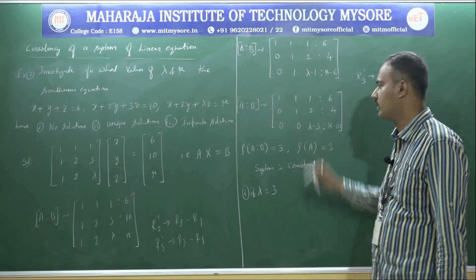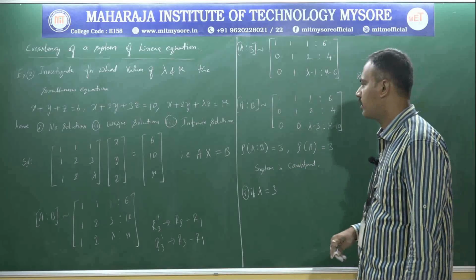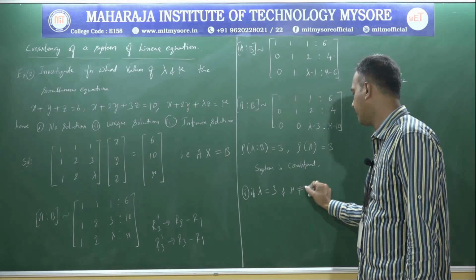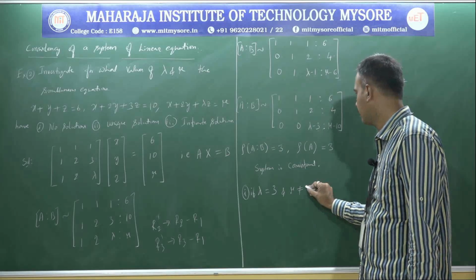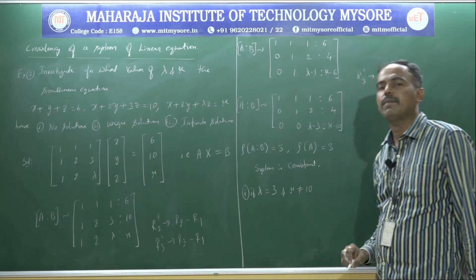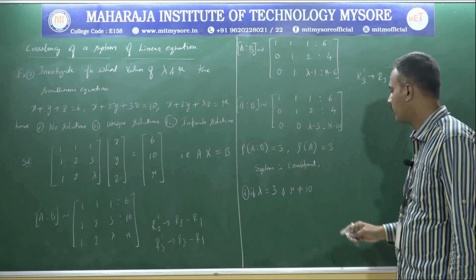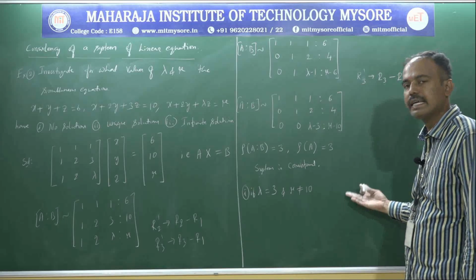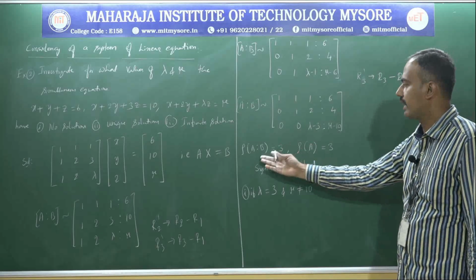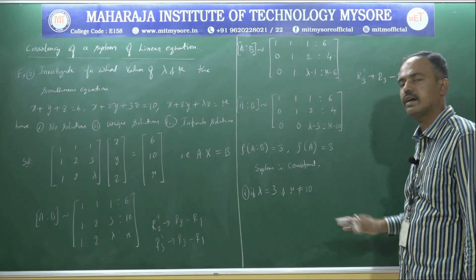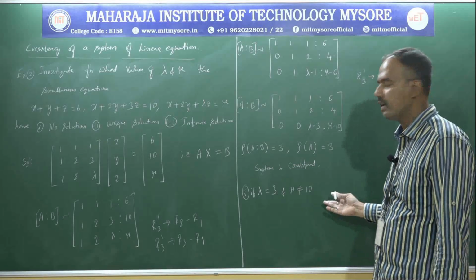Okay, lambda is equal to 3 here. Now what about the next one? Now we can consider the case where mu is not equal to 10. Lambda is equal to 3, mu is not equal to 10 means the system is inconsistent, because the rank of the augmented matrix and the rank of the matrix A are not equal.